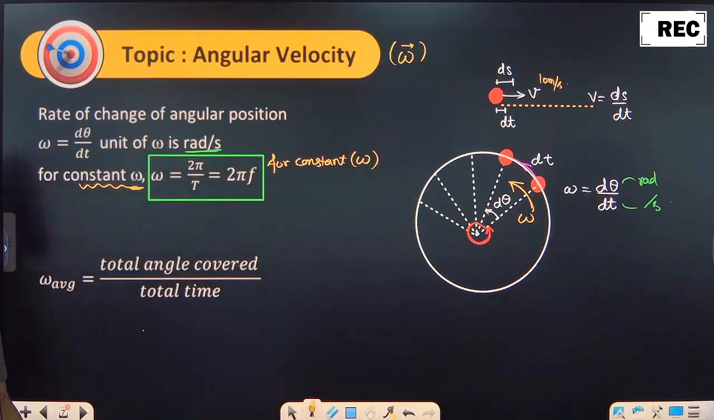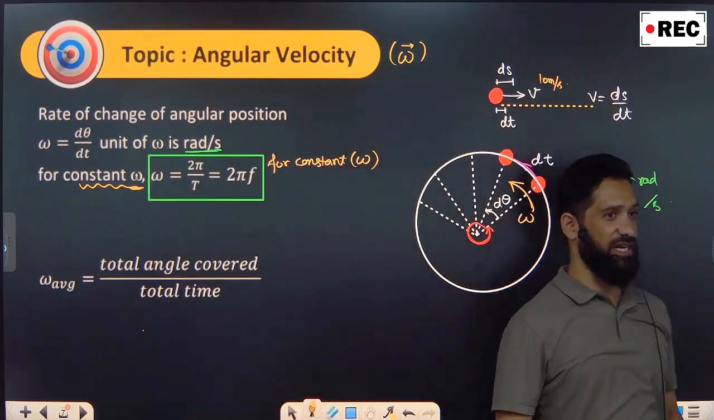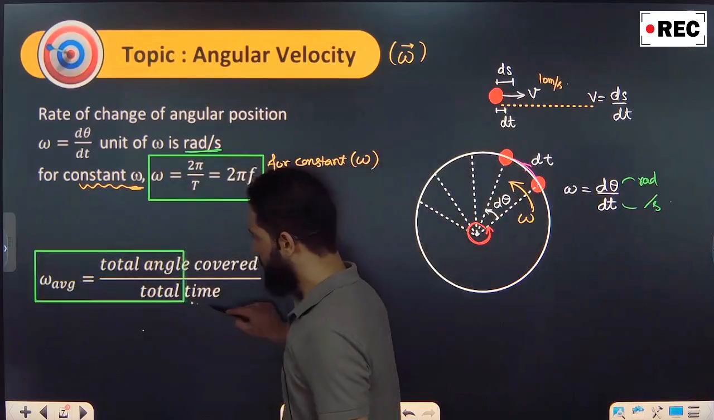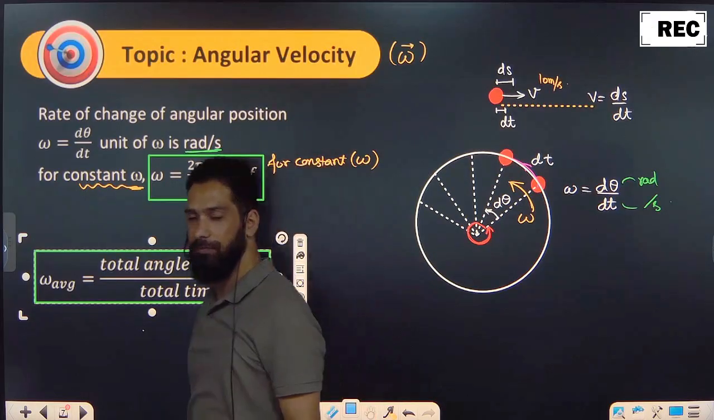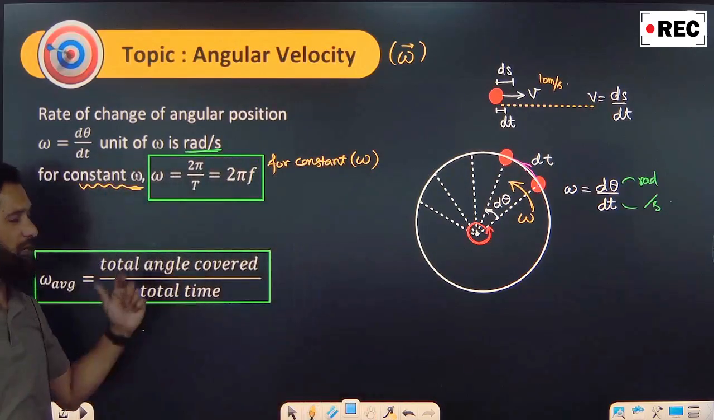So what is average omega? Like I also discussed, this is instantaneous. What is the average? Average means total by total. Total angle covered upon total time. Average is the concept of total by total, right?